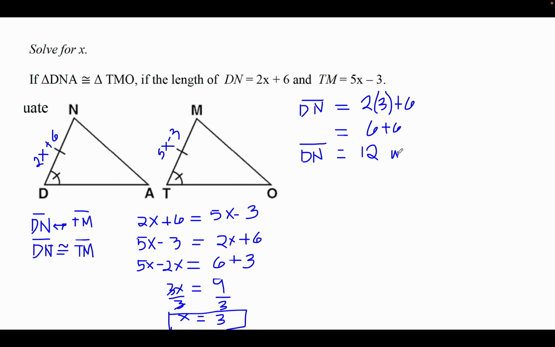Take note, kung walang nakaspecify na units, for example, centimeters, meter, or feet, inches, so we need to write the word units. So 12 units yung DN na to. Since they are congruent, therefore, TM is also 12 units. So line segment TM is also 12 units. Do you follow? Understood, class?